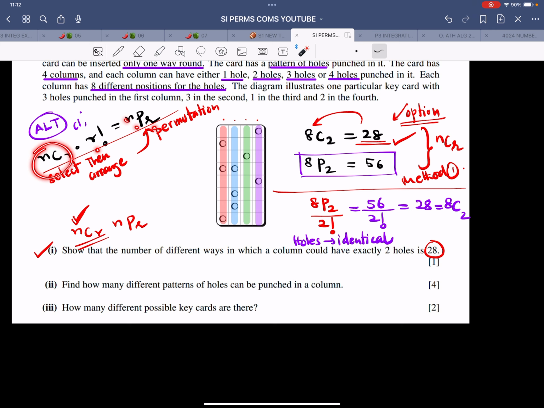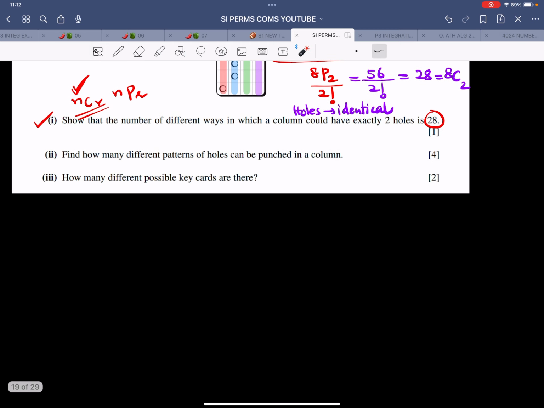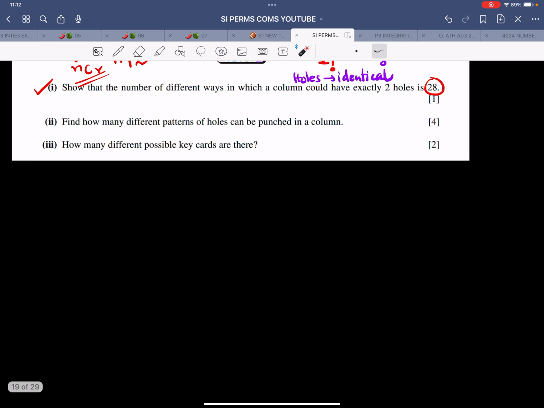That's the same thing as nPr. So if I calculate 8P2 and divide by 2 factorial, because the holes are exactly identical, that is 56 over 2, which is 28, which is in fact the same thing as 8C2, because nPr over r factorial is nCr. So that's how the first part is done. Now let's move to the second part.